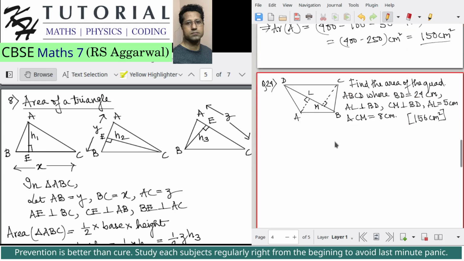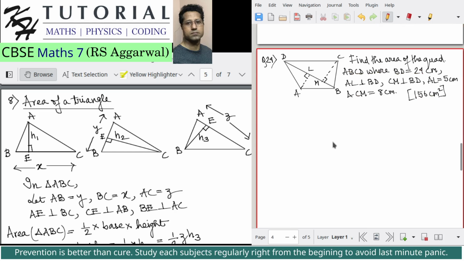Okay, let's do question number 24. Find the area of the quadrilateral ABCD. So ABCD is a quadrilateral where BD is a diagonal. BD is given to be 24 centimeter. AL is perpendicular to BD and CM is perpendicular to BD. AL is 5 centimeter and CM is 8 centimeter. So we can easily find the area of the quadrilateral ABCD.